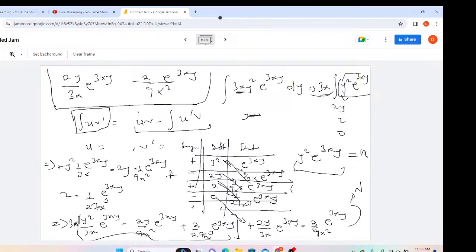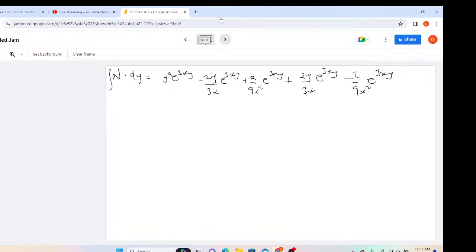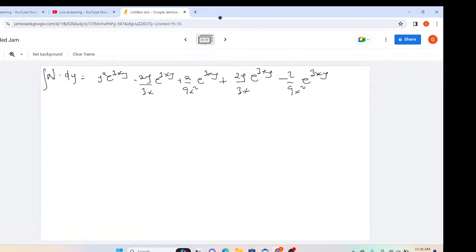So this alone was for N. We have negative 2 over 9x squared exponential 3xy, the same thing here, so this and this cancel out. We have 2y on 3x, so this and this also cancel out. The whole thing is left with y squared exponential 3xy. Even though it looks complicated, this was the end result.